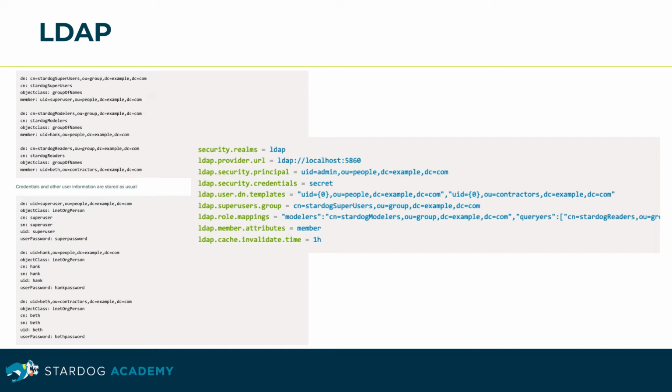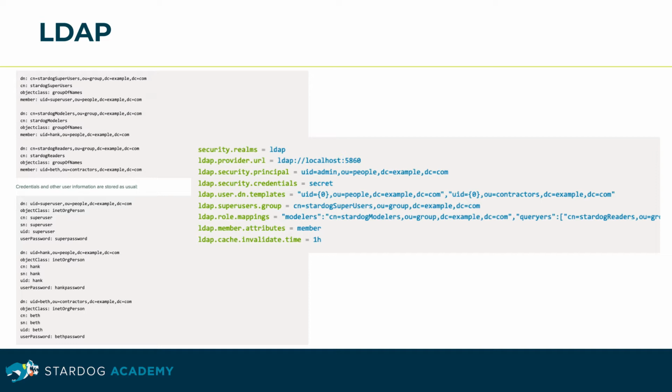The top 3 blocks of the LDAP entries show LDAP groups: Stardog Superusers, Stardog Modelers, and Stardog Readers. Each one contains one member that is the DN of one of the users. In the stardog.properties file, we define ldap.superusers.group to be the DN of Stardog Superusers.